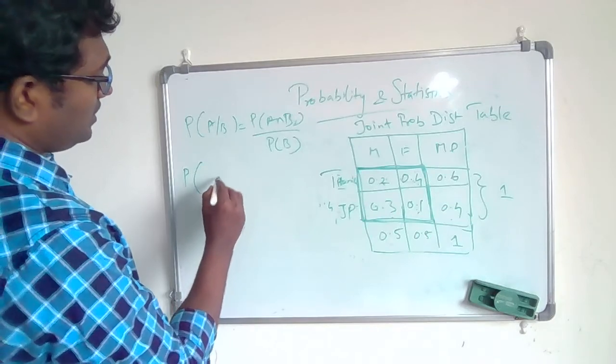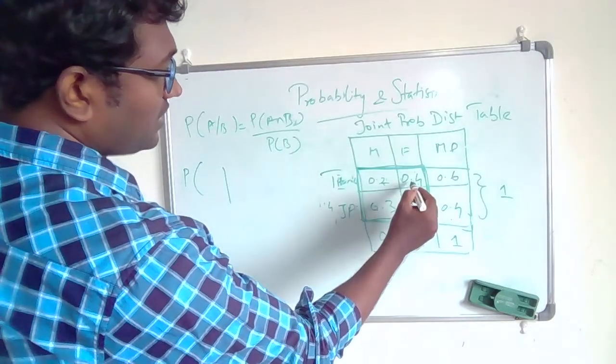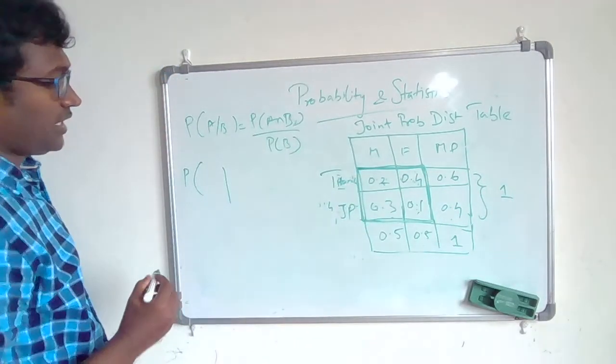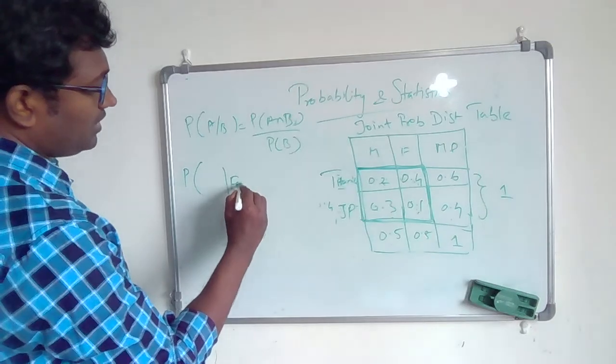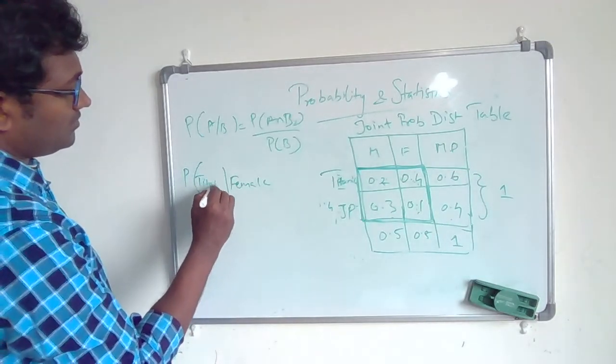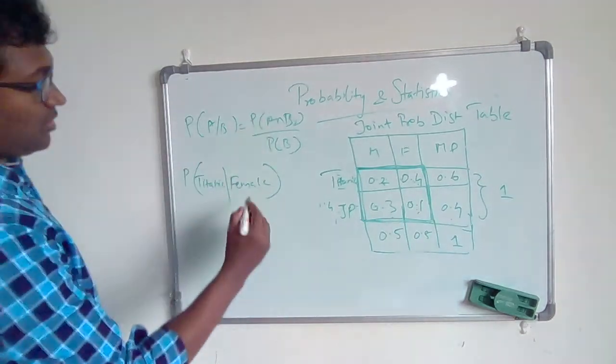Let's take an example. Given that somebody is a female, what is the probability of them watching Titanic? Given that somebody is female, what is the probability that they will watch the movie Titanic? We will try to find out, and you can use this formula.